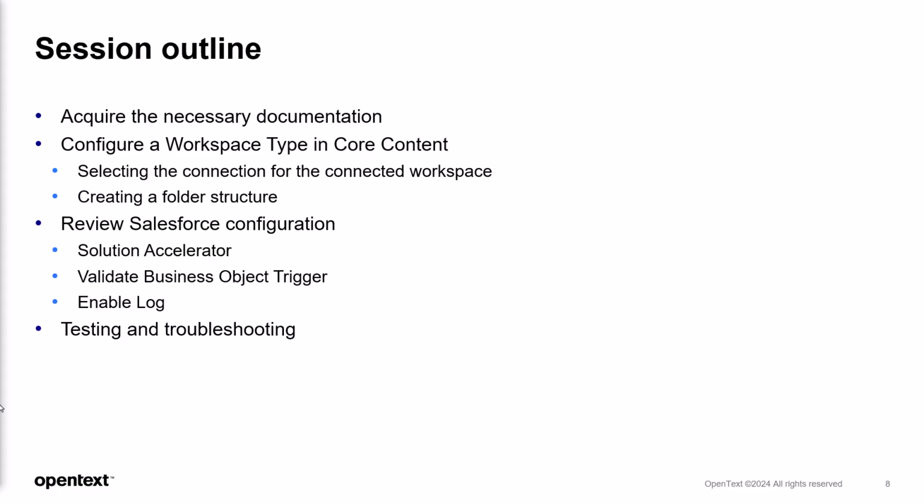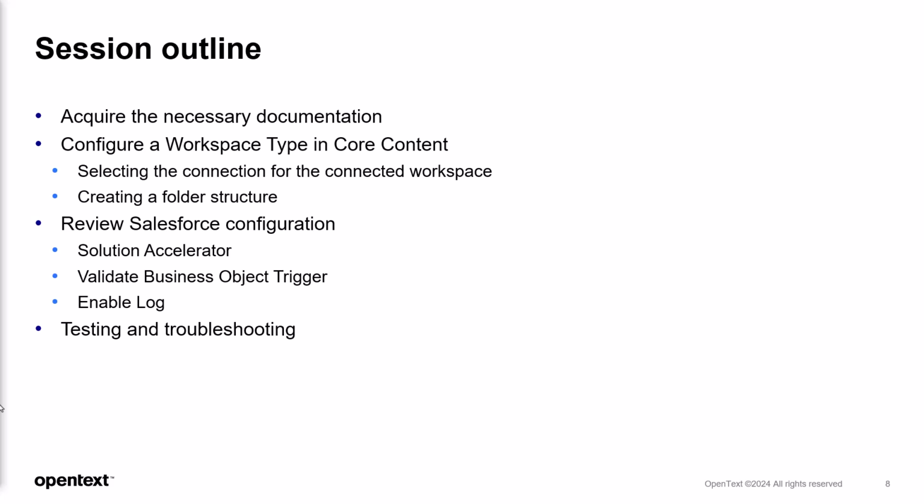So we'll take a look at the documentation, so where to find all the documentation that is necessary in order to get this done. Then we're switching into Core Content, setting up a connected workspace, defining a folder structure, switching over to Salesforce, and checking a couple of things over there to make sure that everything is the way it's supposed to be. And then we're going to test, meaning we're going to create a new business object in Salesforce, which should then automatically create a business workspace in Core Content. And if that all works well, that will conclude our session.